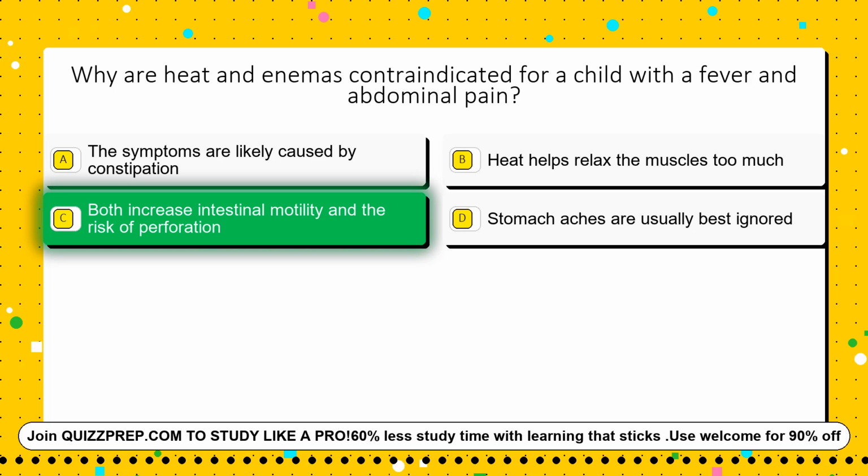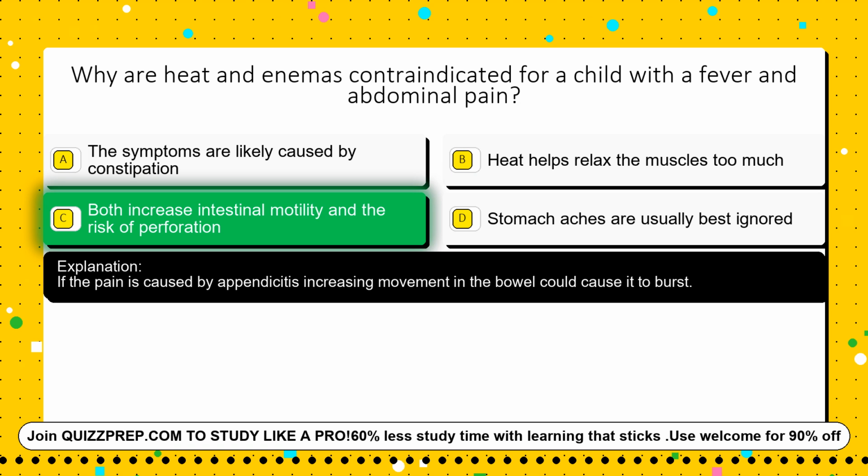The correct answer is option C. Both increase intestinal motility and the risk of perforation. If the pain is caused by appendicitis, increasing movement in the bowel could cause it to burst.